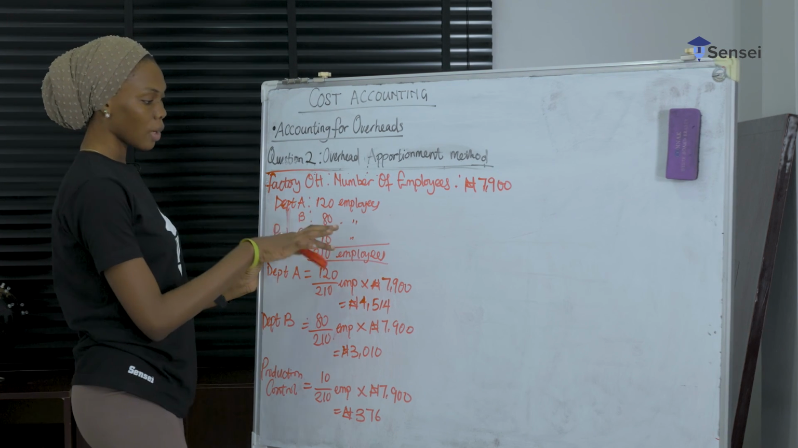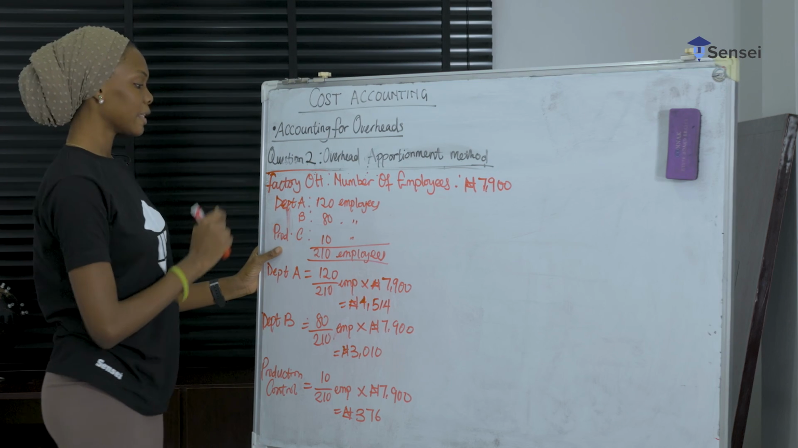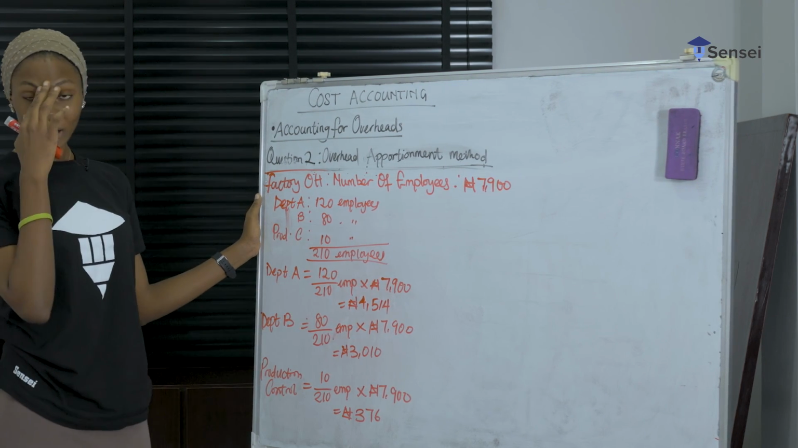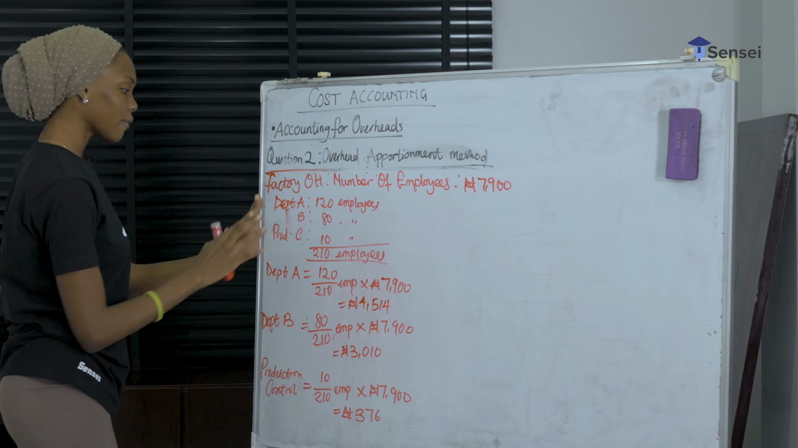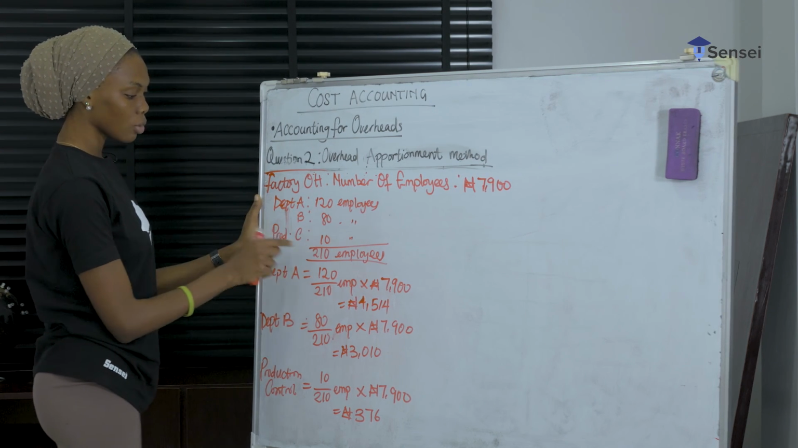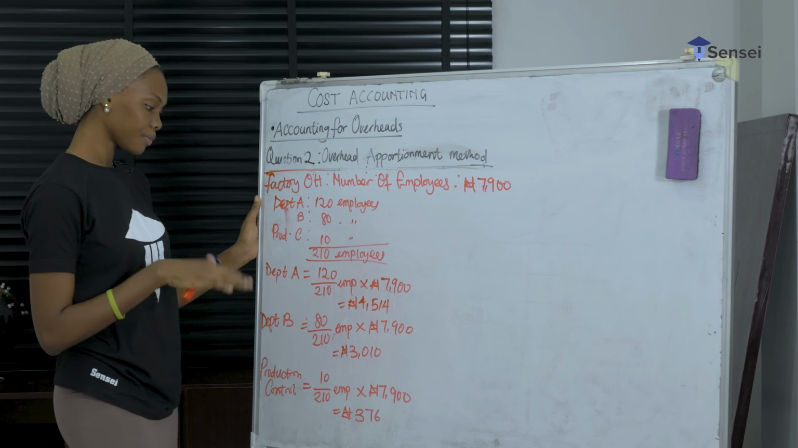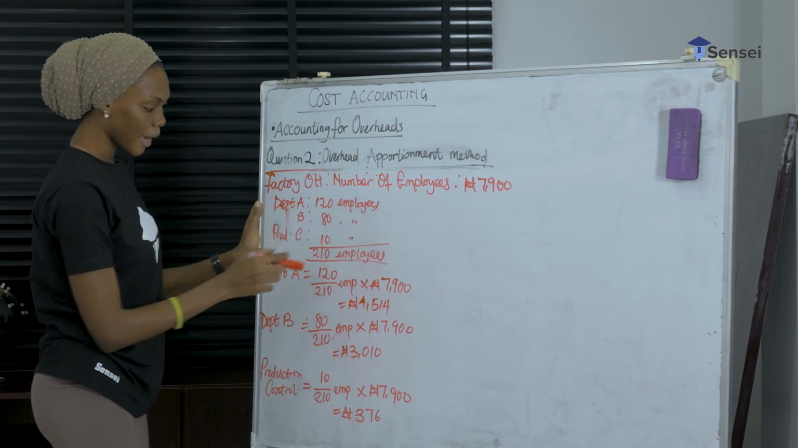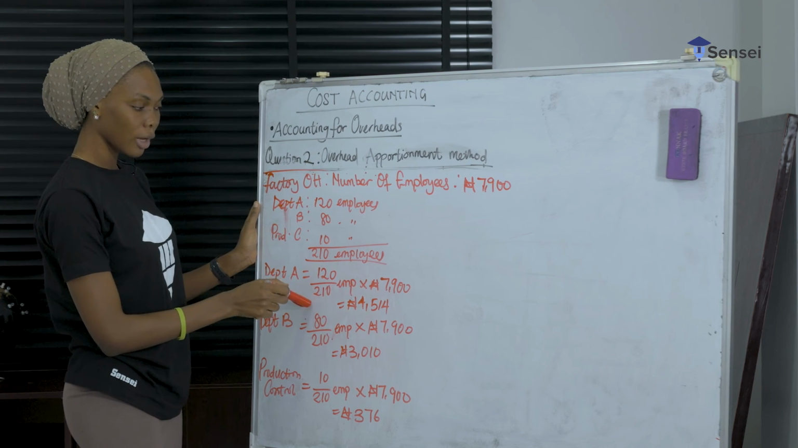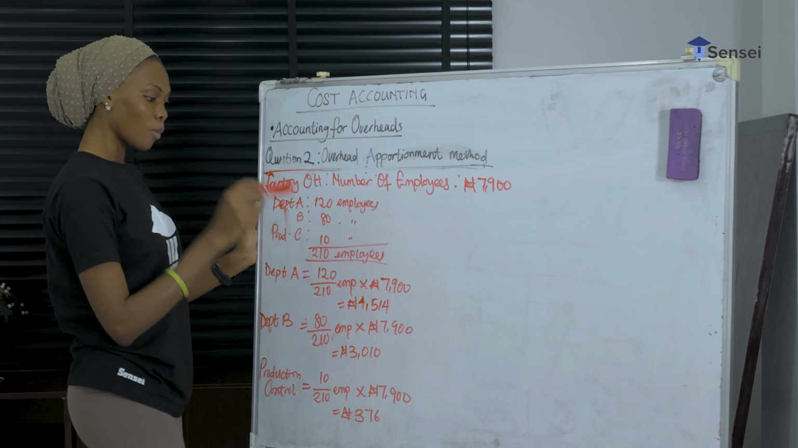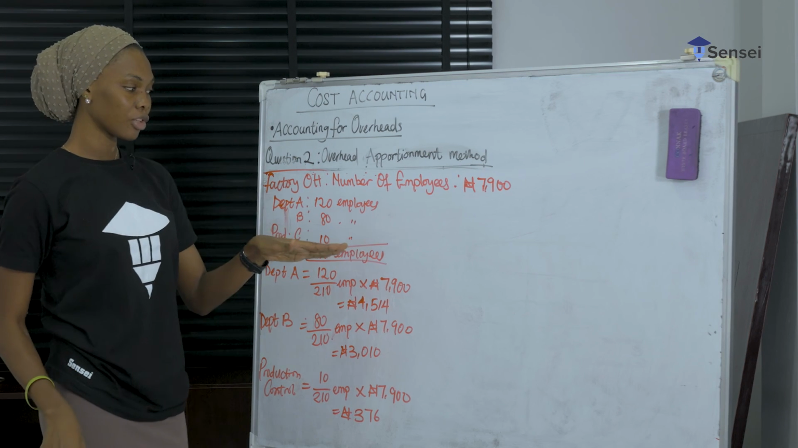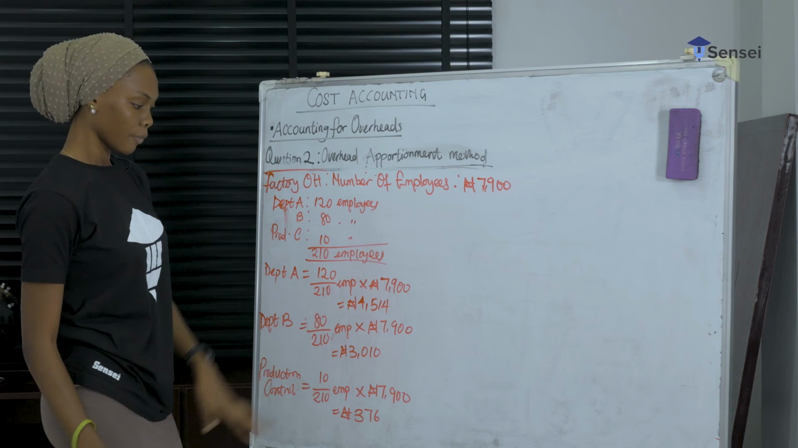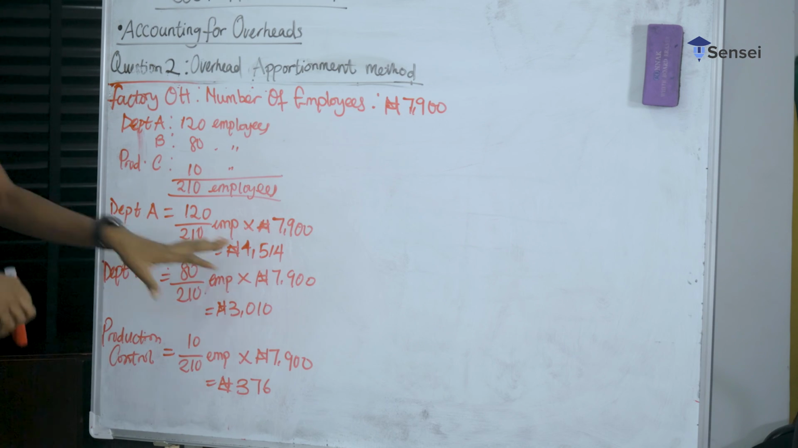In Department A, we have 120 employees. In Department B, we have 80 employees, and in Department C, the production control, we have 10 employees. That gives a total of 210 employees. For Department A, there will be 120 employees by 210 employees, that is the total employees in the organization. We will multiply by 7,900, which is the overhead cost we are trying to apportion.